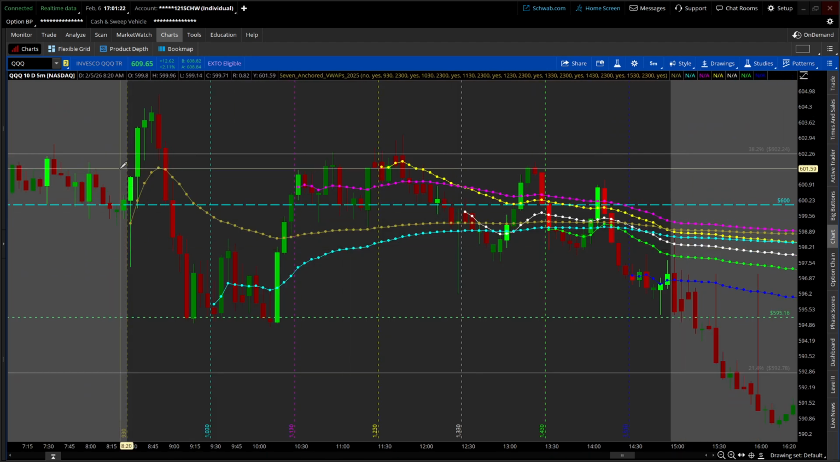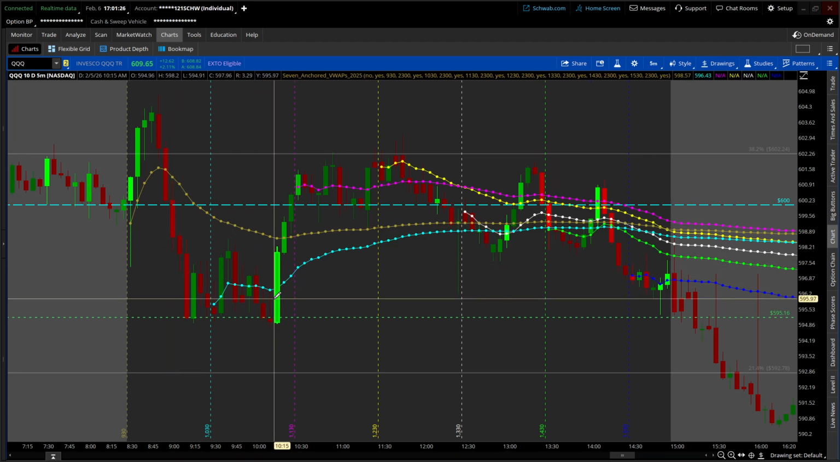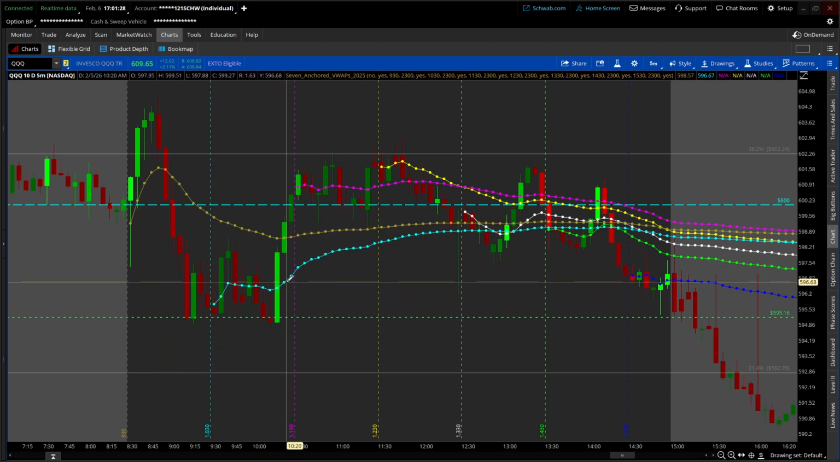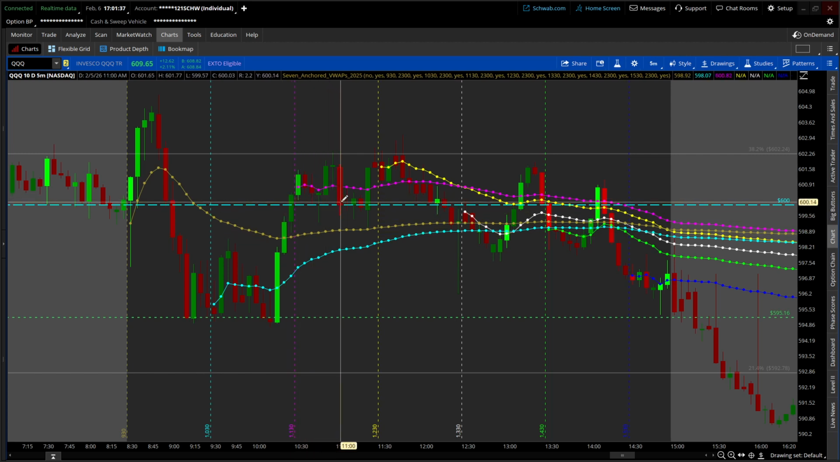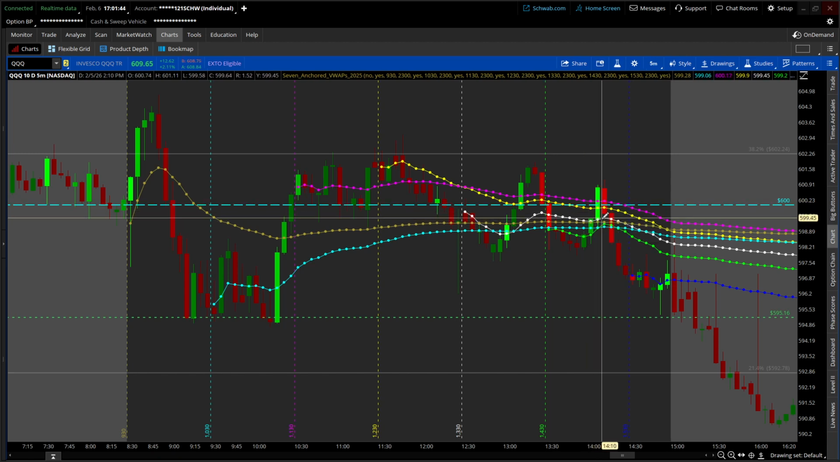The bottom fell out. It pushed above, couldn't sustain it, pushed down below, then pushed back above the second hour VWAP. Really, the way I've been using it is looking at these different VWAPs as targets and possible areas of support and resistance. You can see where everything just got muddled up right here, and then eventually the bottom fell out on QQQ.